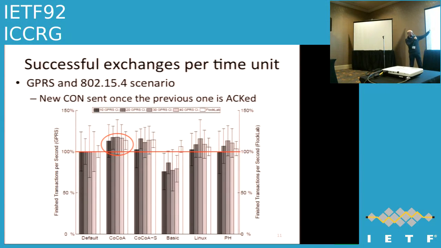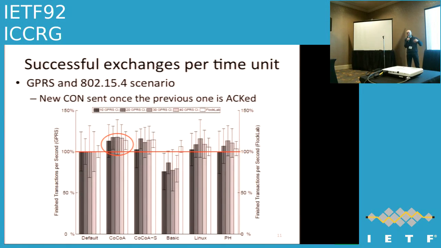I should explain before that we have done these experiments for different situations. There is the use of 10 clients, then 20, 30, and 40 clients in parallel, so that we have an increasing degree of congestion and offered load to the network. The column in white corresponds to the results in FlockLab, the 15.4 testbed. So the results for 10, 20, 30, and 40 clients are in the GPRS scenario, and the white ones are in the 15.4 scenario. Okay, so for 10 clients, CoCoA-S doesn't perform really well.